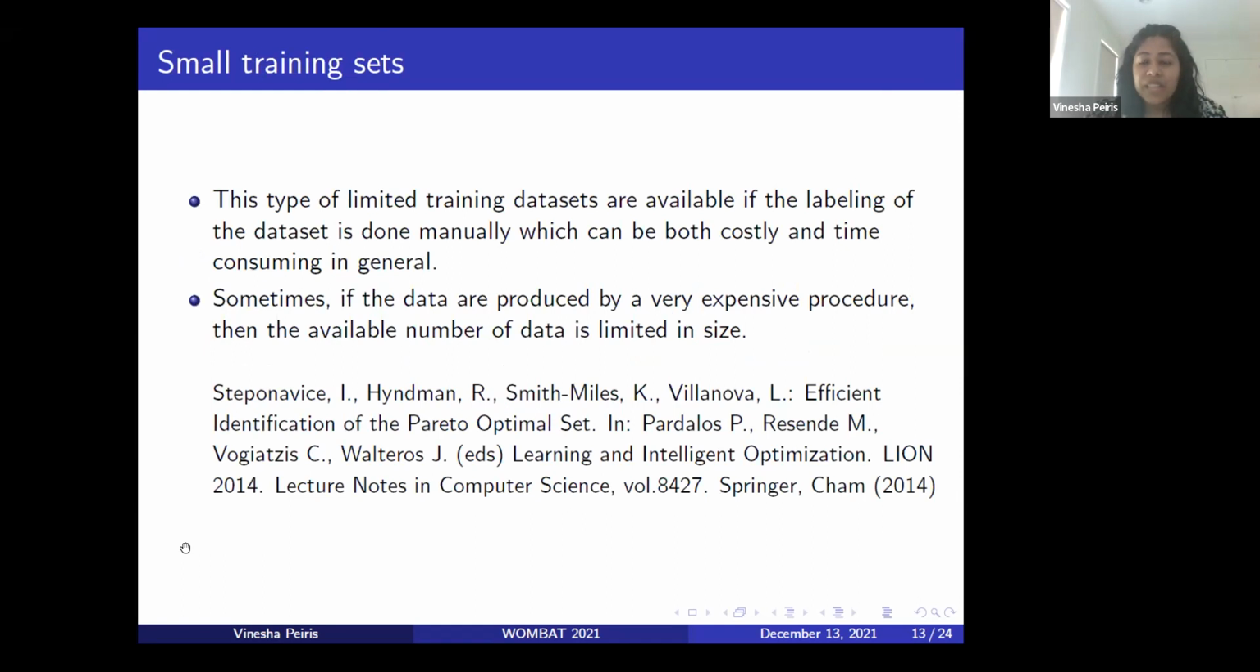Now, about the small training data sets. This type of training data sets, very small data sets, are actually available in practice. If the labeling of the data set is done manually, or if the data are produced by a very expensive procedure, in those cases, very small training data sets may be available, specifically in medical fields. If medical doctors have to manually check some kind of a signal and label them, it's actually very costly and time consuming. So in those cases, there will be very small data sets available in practice.